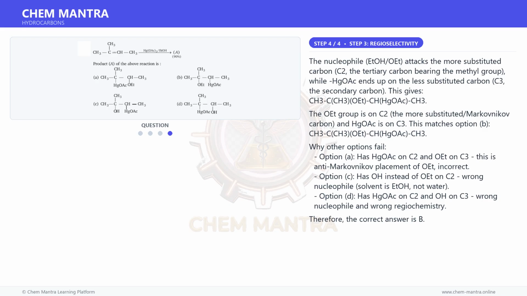Why other options fail? Option A has HgOAc on C2 and OH on C3. This is anti-Markovnikov placement of OH, incorrect. Option C has OH instead of OEt on C2, wrong nucleophile. Solvent is EtOH, not water. Option D has HgOAc on C2 and OH on C3, wrong nucleophile and wrong regiochemistry.